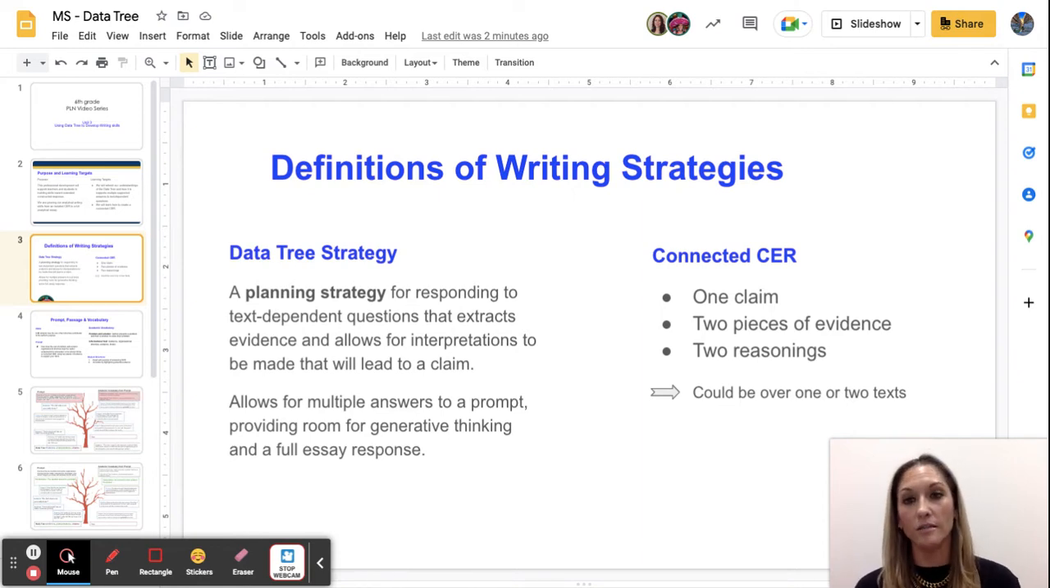Also, the data tree is a planning strategy for responding to text-dependent questions, and it helps the students extract evidence from the text to make interpretations, and hopefully those interpretations will lead to building their claim.